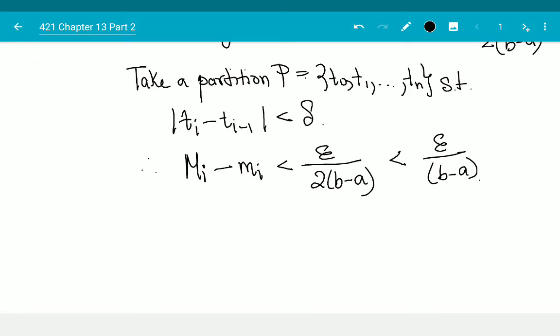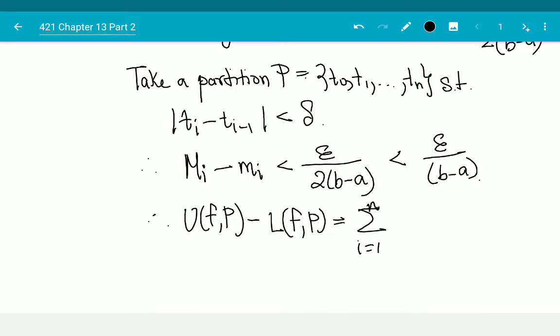Great. If you wanted to do it by taking f of x minus f of y, where f of y is the minimum and f of x is the maximum, then you might need the 2, but otherwise you don't need the 2. Well, therefore, U of f comma P minus L of f comma P is equal to the summation i equals 1 to n, and if I take out the things common, I get Mi minus small mi times ti minus ti minus 1.